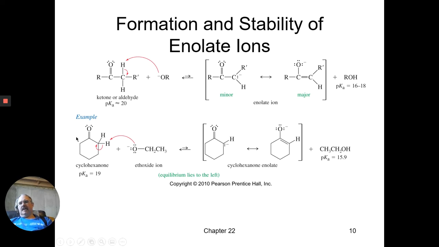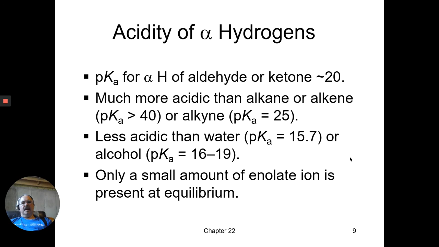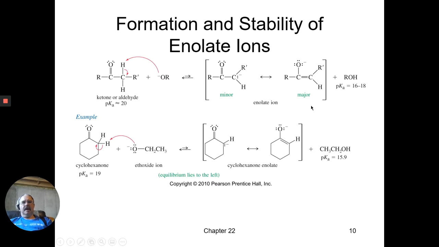Okay, here's a specific example. For cyclohexanone, the pKa of the alpha hydrogens is 19. For ethanol, it's 15.9. And going back to this previous slide, the reason that these alpha hydrogens are more acidic than ordinary alkane or alkene hydrogens is that this enolate ion is resonance stabilized.